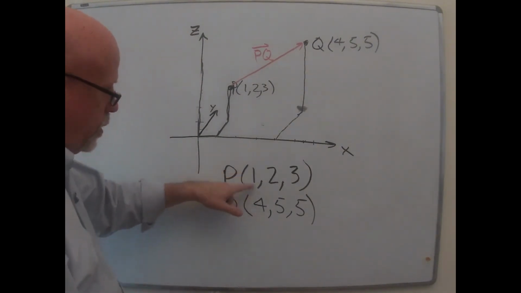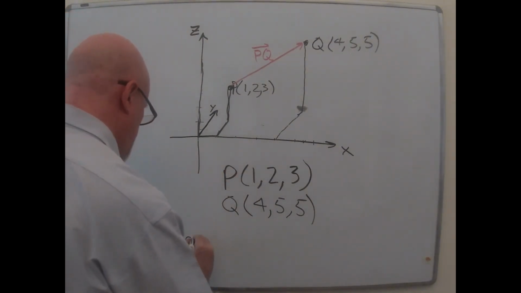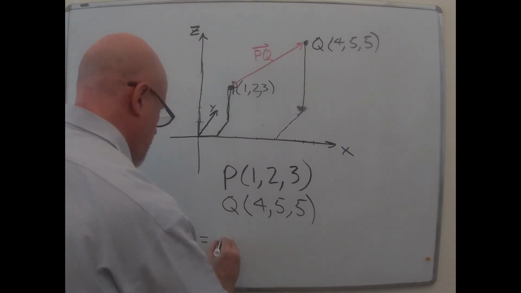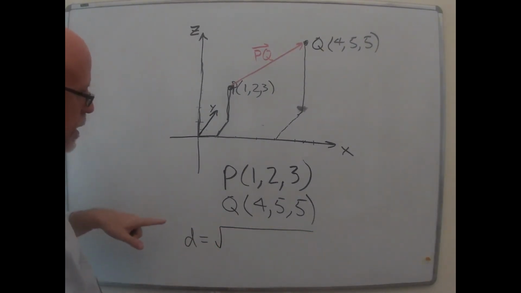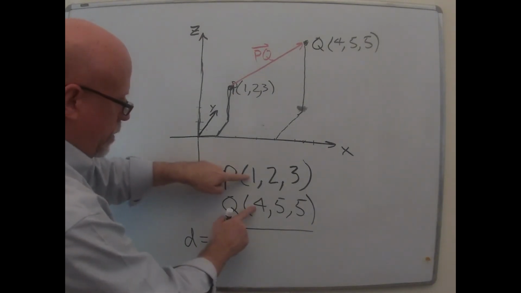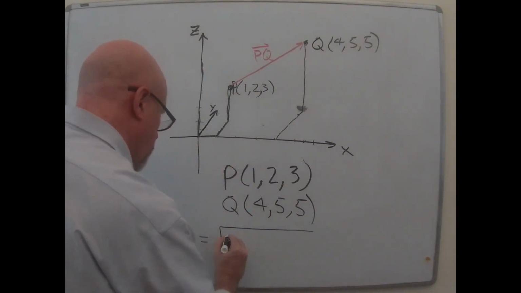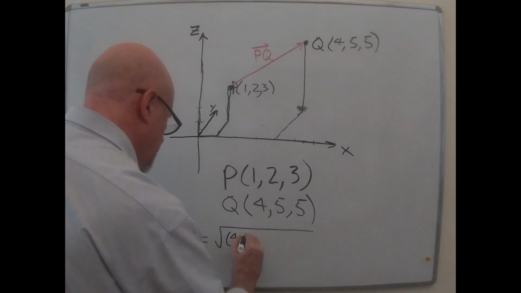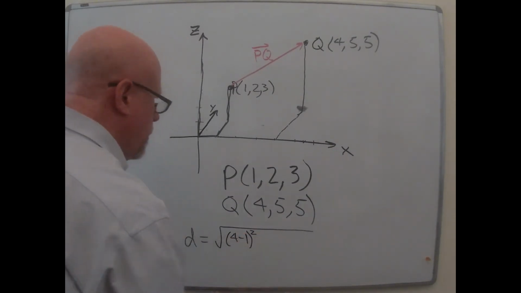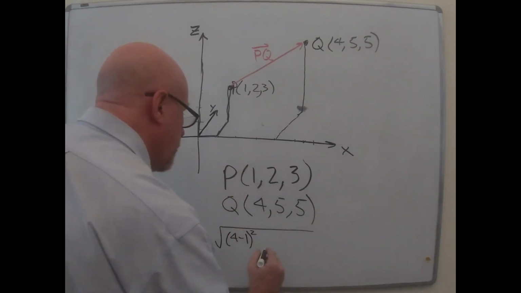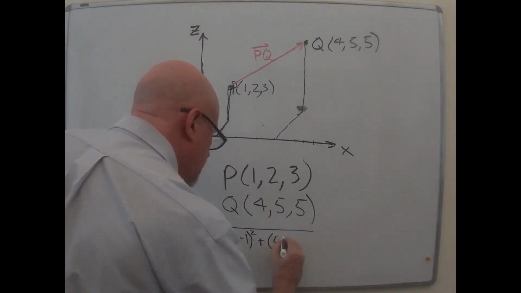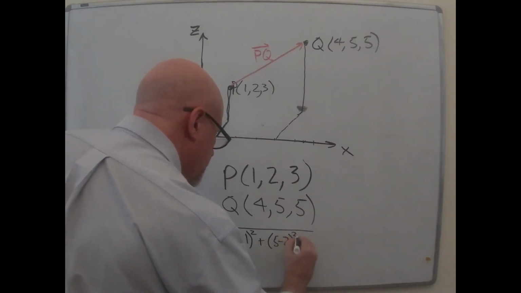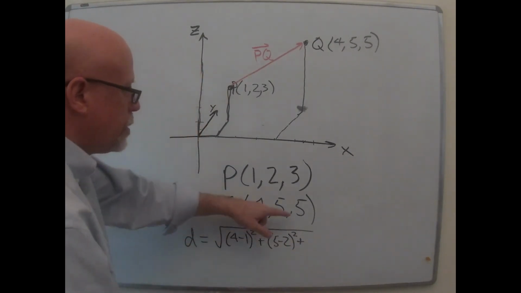It just has 3 squares in it instead of 2. So how far apart are these guys? The distance is going to be the square root, because really d squared would be the sum of the squares, so square root of the x coordinates differ by 4 minus 1. The y coordinates differ by 5 minus 2. And the z coordinates 5 minus 3.